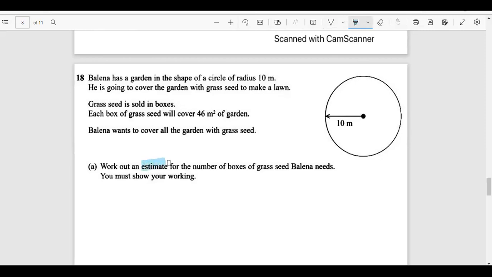So we know for such questions, we round off things initially. So each box of grass seed will cover 46 meters squared. We need to find the number of boxes required. So let's find the area of the garden first. If the radius is 10 meters, it would be pi r squared, and that is going to give you 100 pi.